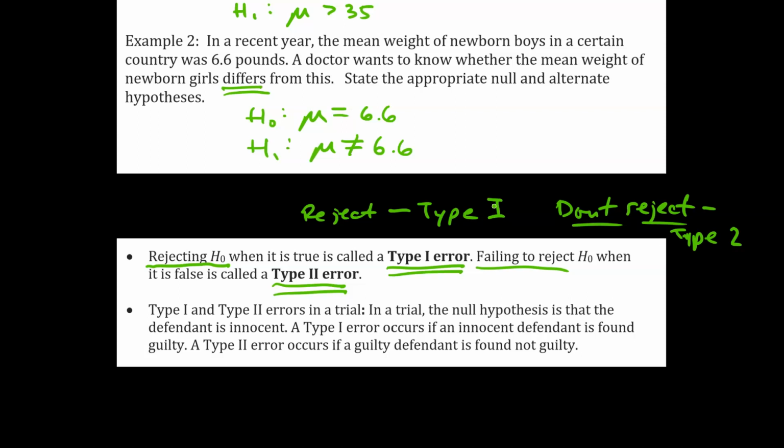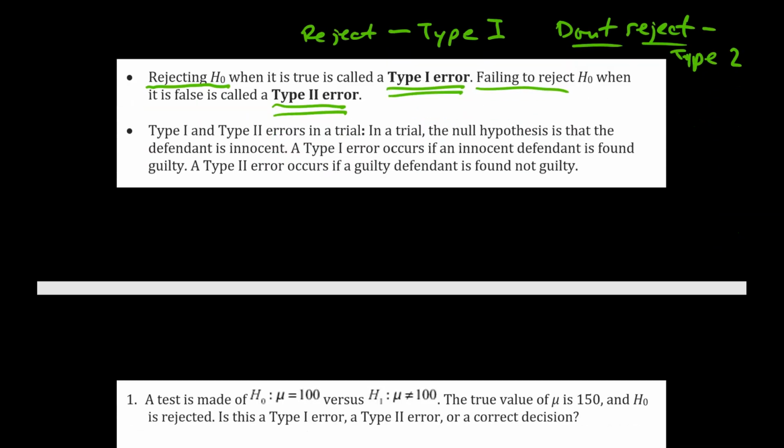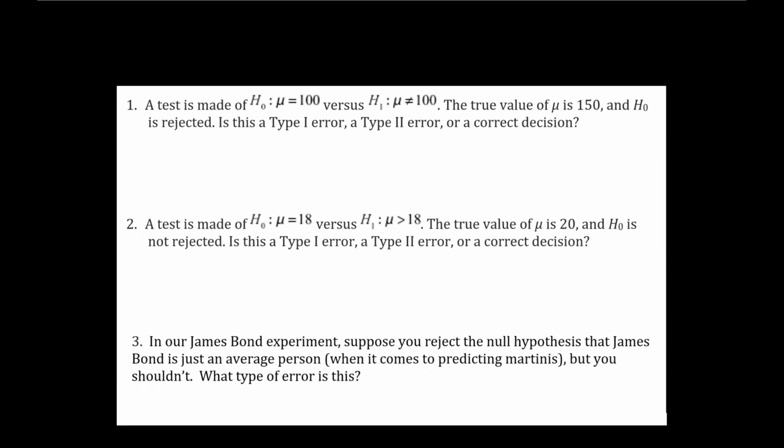Or in a trial, you could also not reject someone's innocence when you should be. Maybe you didn't have enough information, but the point is that we have to be conscious of the fact that there are errors involved in this hypothesis testing process. And it's important that we have the ability to describe the type of errors that we can be making. So let's take a look at these few examples right here.